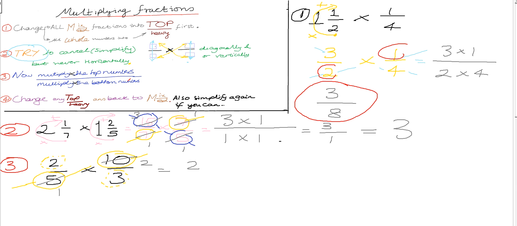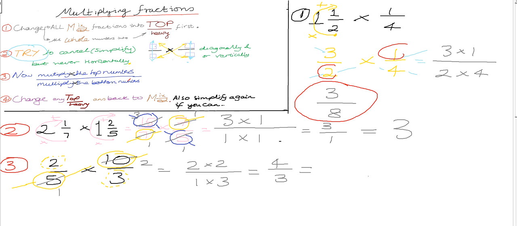So it'll be 2 times 2 times 3 on the top, and then on the bottom we have 1 times 3. So that gives us 4 over 3. What type of fraction is that? That's a top heavy fraction.